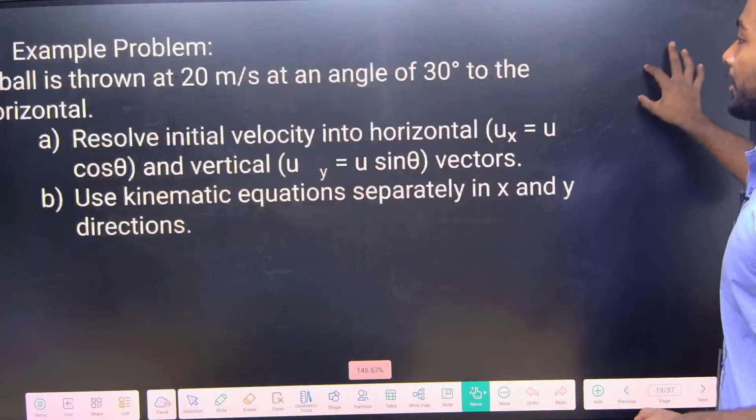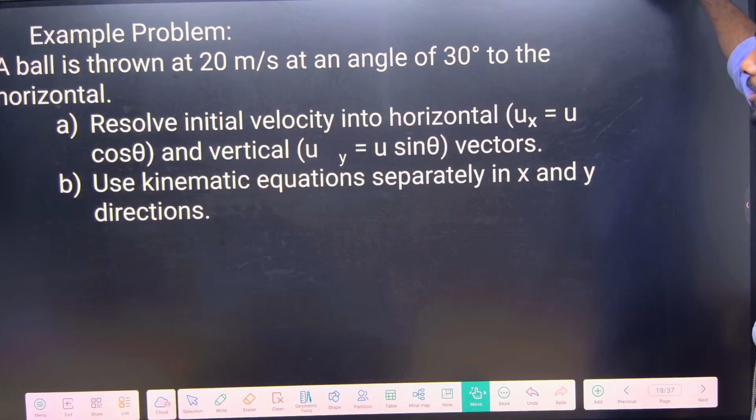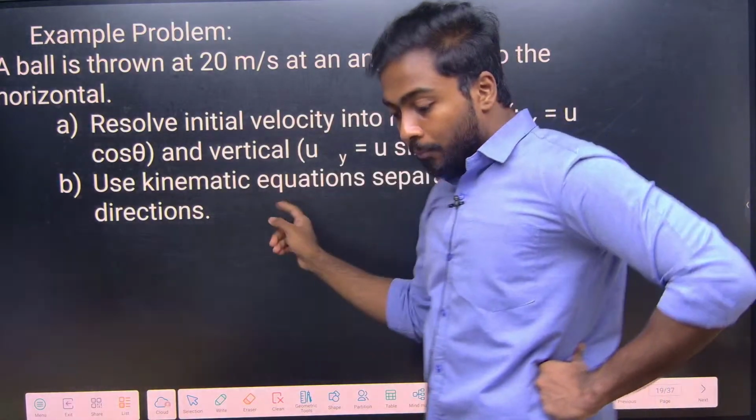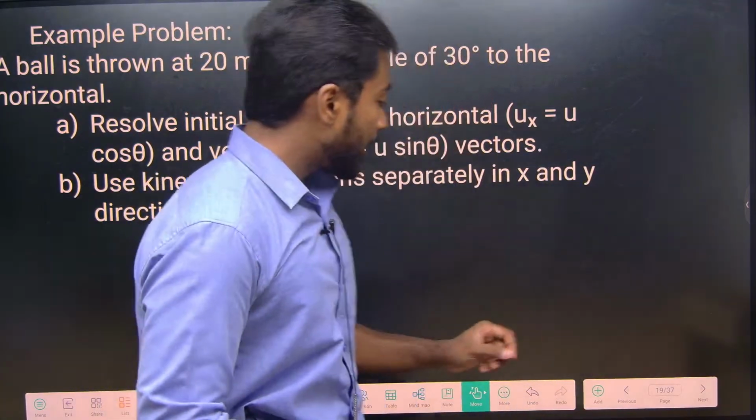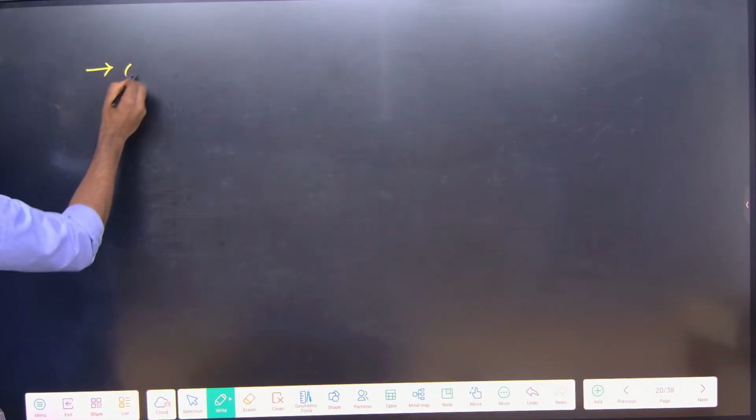I'll take an example here. A ball is thrown at 20 meters per second at an angle of 30 degrees to the horizontal. Sir, before that, I'll tell you one thing: component of a vector. How to take the component? It's an important thing. It is very, very, very important.